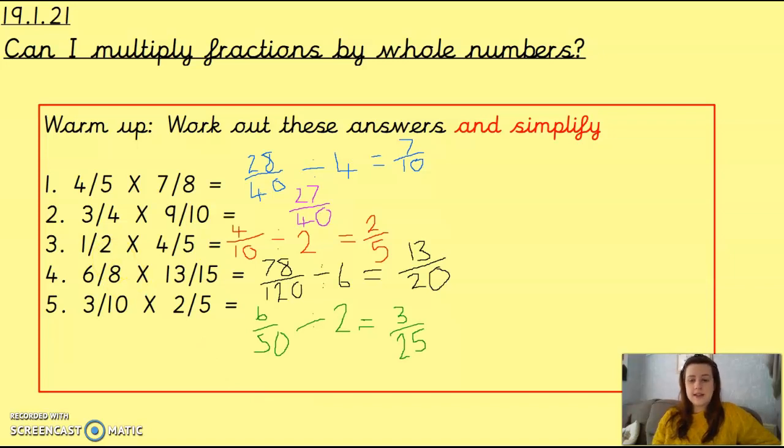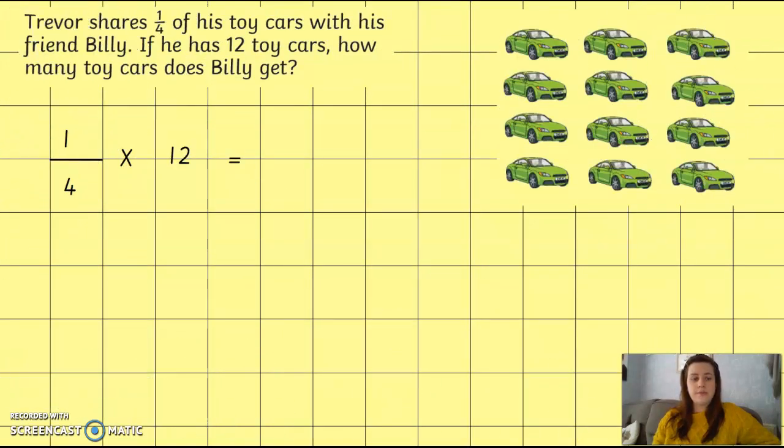So let's get started. So what we're going to look at today is timesing a fraction, like 1/4, by a whole number. And we're going to have a look at some word problems together. So Trevor shares 1/4 of his toy cars with his friend Billy. If he has 12 toy cars, how many toy cars does Billy get?